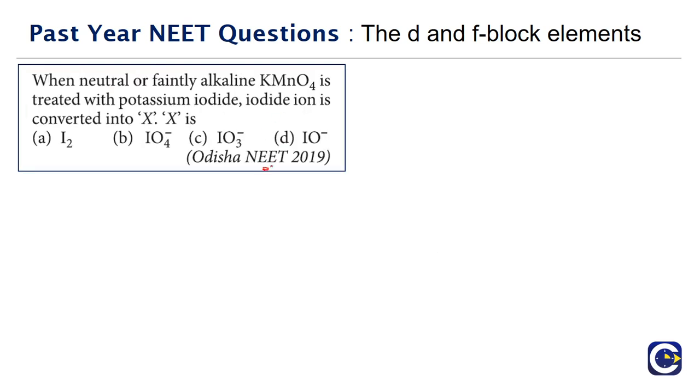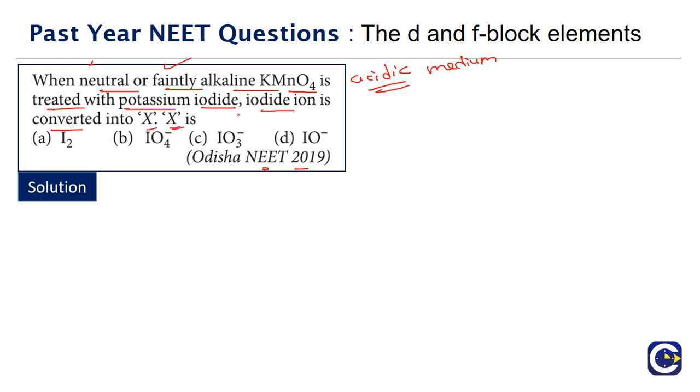Next, we'll look at another question that has come in the NEET 2019 paper Odisha. When neutral or faintly alkaline KMnO4 is treated with potassium iodide, that is the KMnO4 and KI reaction, but what is the medium? Neutral or faintly alkaline medium, because we'll have a different behavior in the acidic medium. Acidic medium means we'll have a different reaction. The iodide ions are converted to X. The question is, what is X?